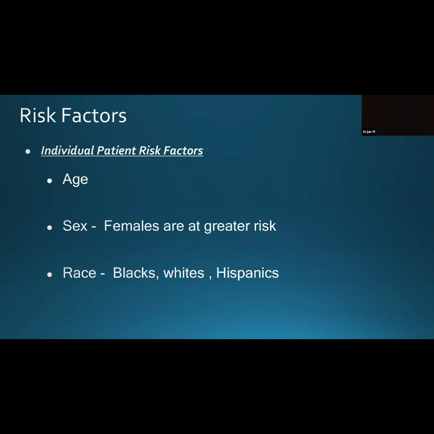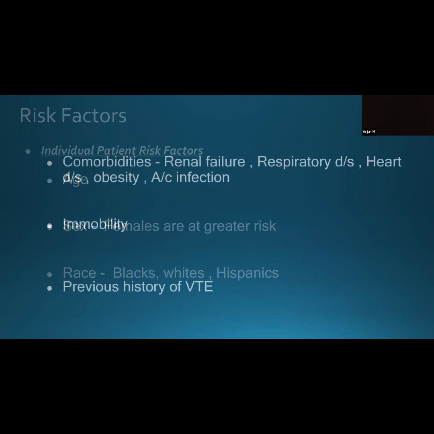Now, regarding the differences in risk factors with regards to sex, females are found to have a greater risk of developing a venous thromboembolic event. However, males have a higher risk of developing an arterial thromboembolic event. While with regards to race, people belonging to the Black racial group, compared to whites or Hispanics, are at a higher risk of developing a vascular thrombotic event.